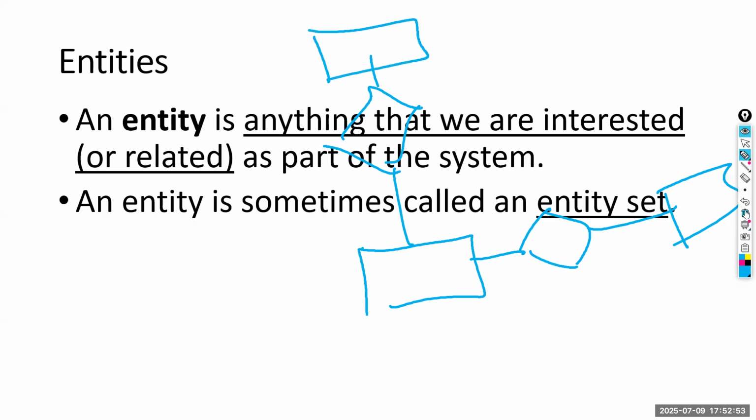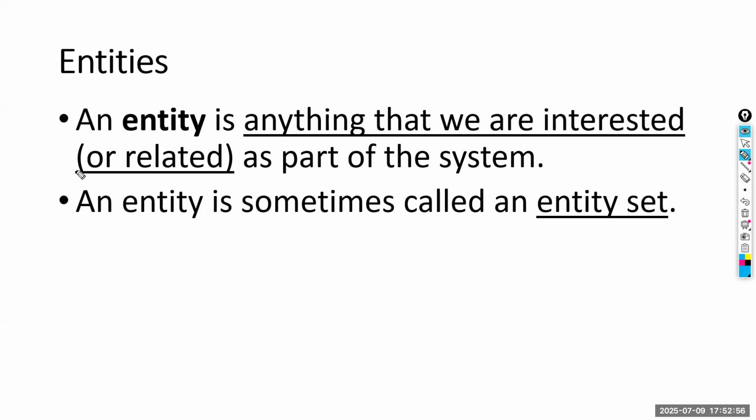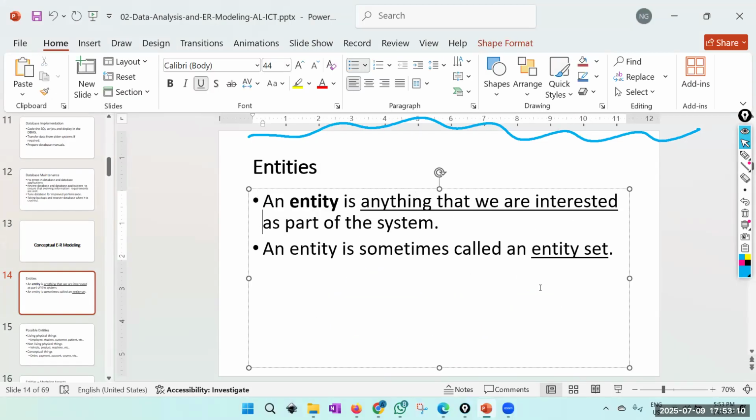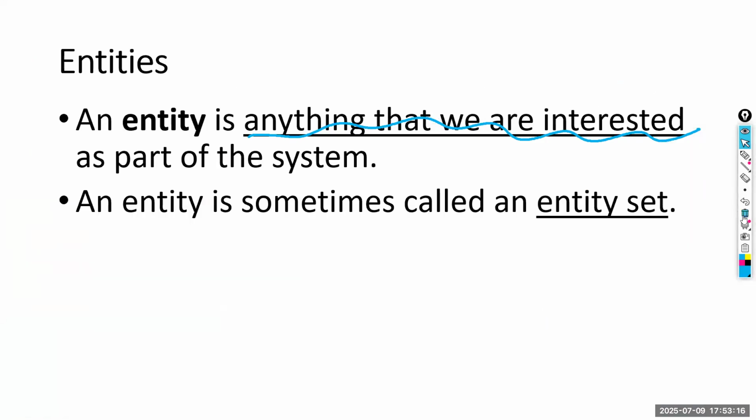So an entity is anything that we are interested in, as part of our system. Maybe we are thinking about developing a sales management system. So then, of course, what are the entities? Products, customers, payments. So those are entities.